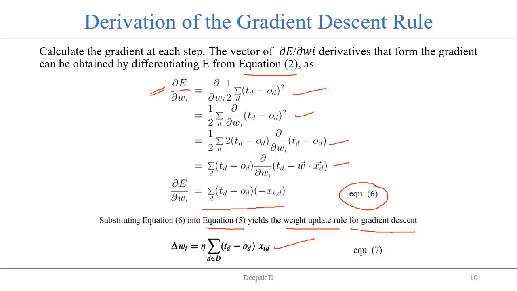So to summarize, the gradient descent algorithm for training a linear unit is, let me explain it clearly. We have to pick an initial random weight vector and apply the linear unit to all the training examples. Then you compute delta Wi for each weight according to the equation that we have received here.